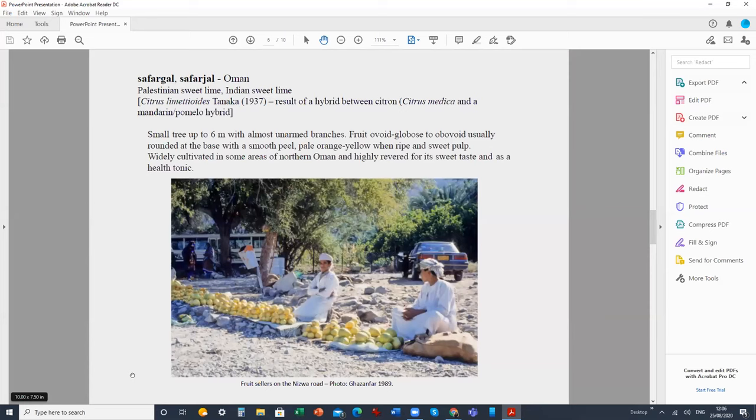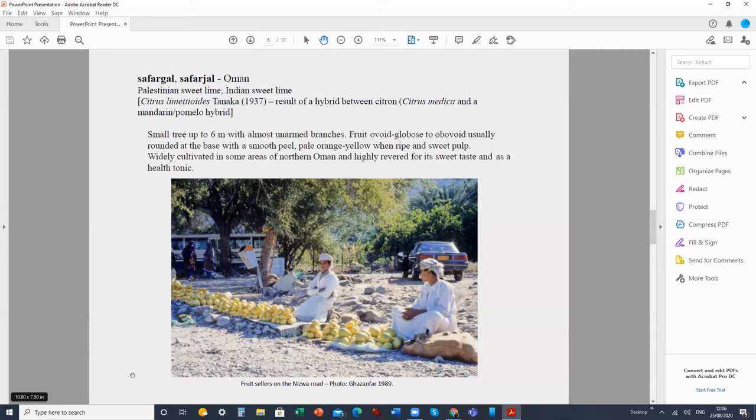So I'm going to talk about two plants. The first one is found in Oman. I have not seen it elsewhere, but it is called Safarjal or Safargal. Now Safargal, if you look under the dictionary, is quince. It is the classical Arabic name for quince.